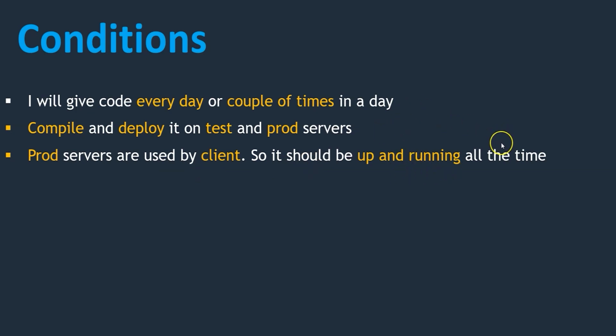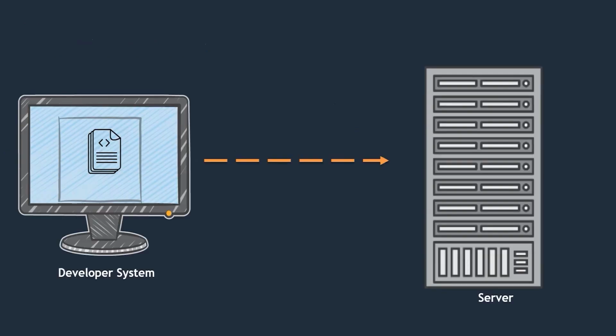To achieve these three conditions, we need to do some activities or some automation before copying the developer's code onto the server. Let's understand with the diagram. If you see here, the developer has code on his system. Now I want to copy this onto the server. But he said he is going to give this code every time. So I need to maintain his code appropriately. To maintain this code appropriately, either we can do some automation or else we can use a tool.